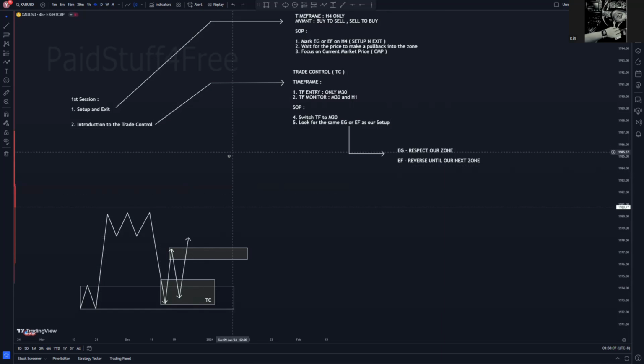But sometimes the price can do like this. The price created an EF, but doesn't make a pullback, just goes straight away. And sometimes the price created this EG buy, but doesn't make a pullback, and goes all the way out like this. Sometimes the price can create EF but not EG. But back to what I've said earlier, when the price creates EG, we know what will happen. When the price creates an EF, we know what will happen. So for now, is there any question?